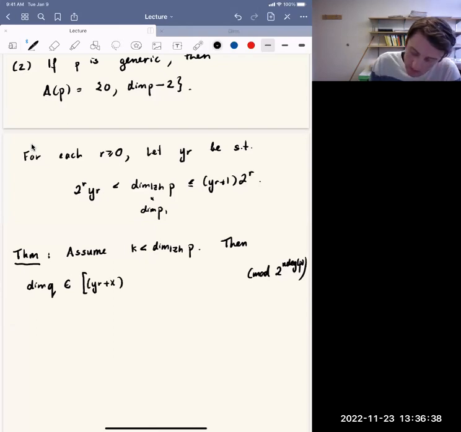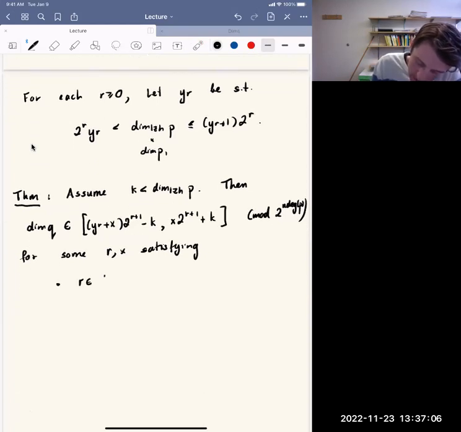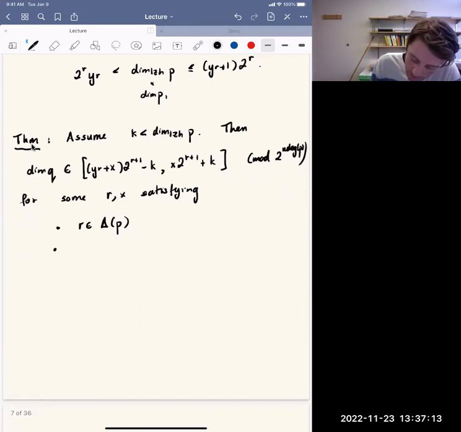So it will be y sub r, where this is this integer I've just defined, plus some integer x times 2 to the r minus 1, now minus k, up to x times 2 to the r plus 1 plus k. And this is for some r and x satisfying the following conditions. So first of all, the integer r has to lie in this invariant delta p. And second, there's a constraint on the value of this integer x.